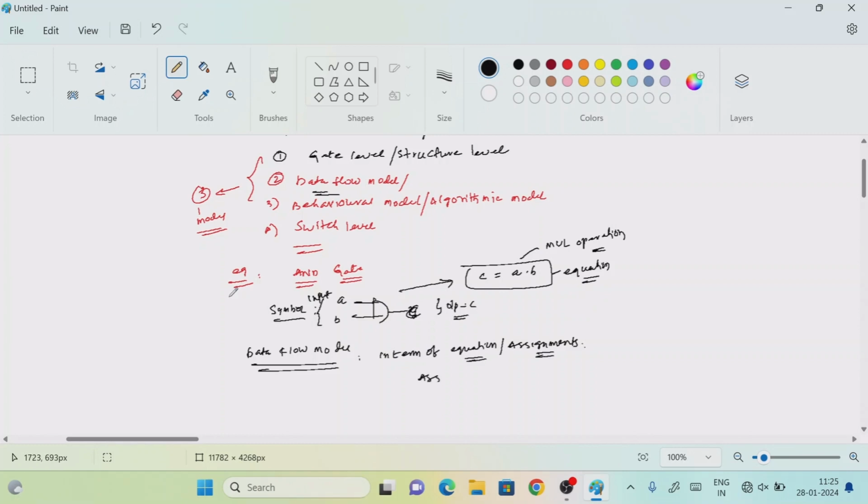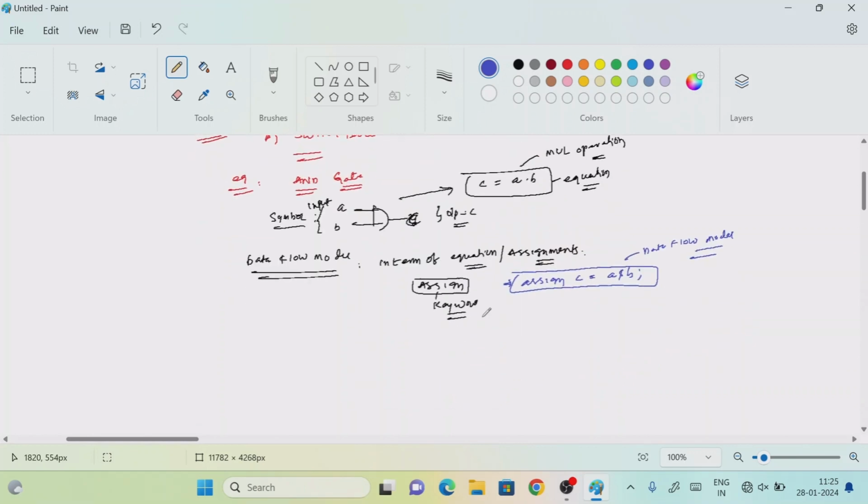For that, what is the keyword we need to use? Remember that the keyword we have to use in the data flow model is the assign statement. After the assign statement, we need to write our corresponding equation. So first we write assign, then the equation: C equal to A ampersand B. See that ampersand is the Verilog operator. It cannot understand multiplication, so for that we need to give the ampersand. If you are writing something like this, this is what we call the data flow model. Now the data flow model is completed.